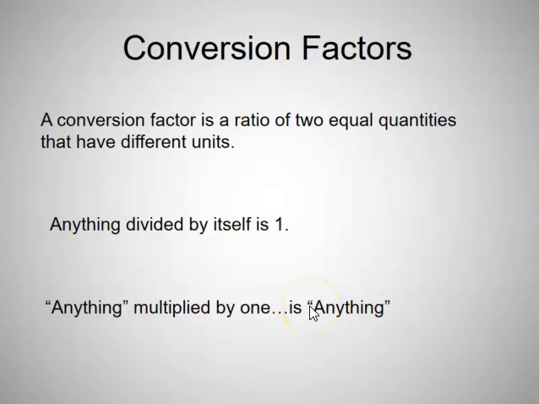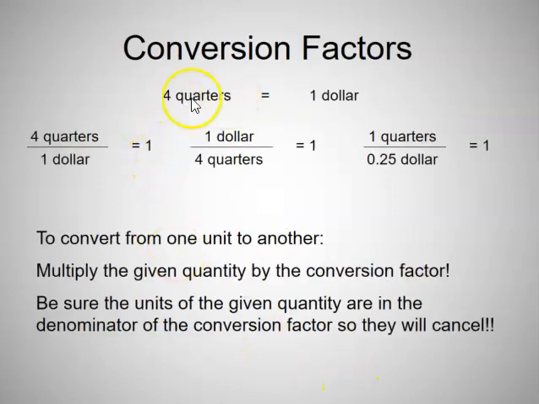So I can go from roses to dozens of roses using 12. I can go from quarters to dollars by knowing that 4 quarters is $1. So I can set up all these different conversion factors. I can say 4 quarters over $1, or $1 over 4 quarters, or 1 quarter is the same thing as $0.25. That's fine. So to convert something from one unit to another unit, I just multiply by the appropriate conversion factor.